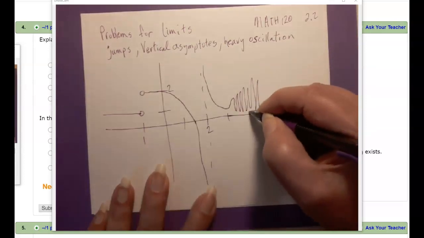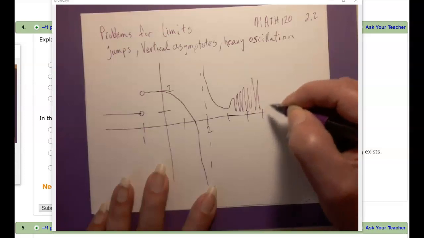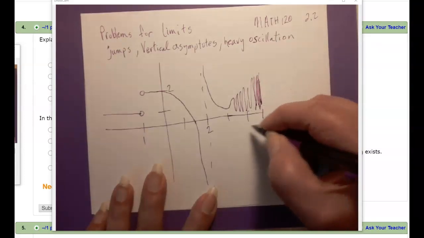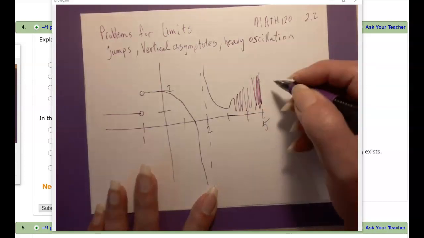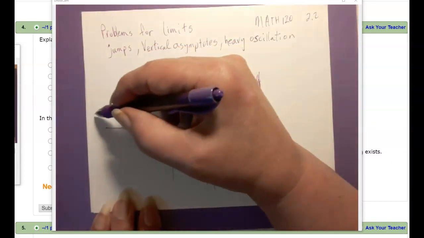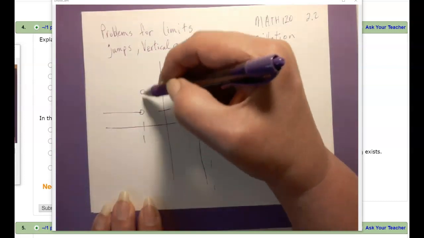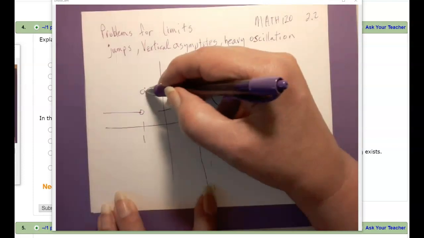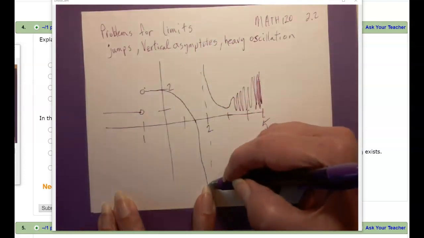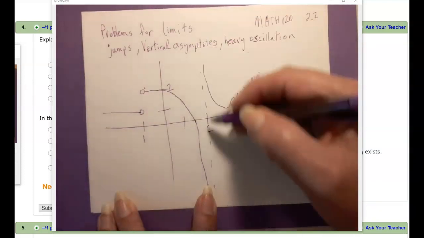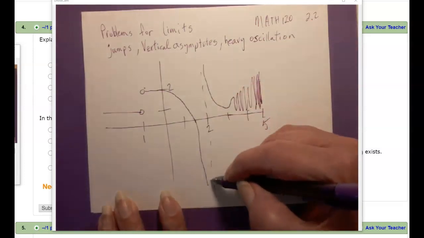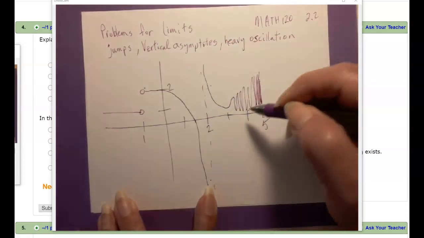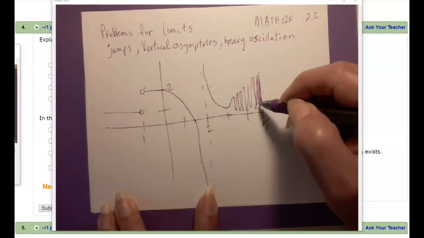you're going to see that there's heavy oscillation right here at 5, 2, 3, 4, 5. So there aren't any problems before 1. At 1 there's a jump. All the way to 2 there are no problems. I can get on this graph and travel there. No problems for the limits. At 2 there's a vertical asymptote. So on one side the limit's going to negative infinity and the other side is going to positive infinity. And then there's heavy oscillation at 5.